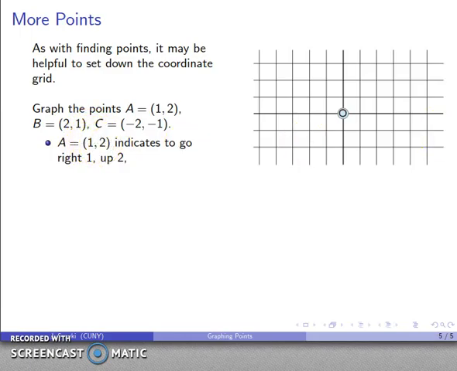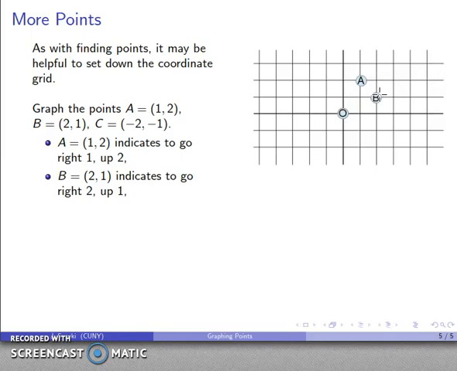That point A, I'll read this. First coordinate tells you left, right. Second coordinate tells you up, down. Both of them are positive, so I'm going right 1, up 2, and that's always from the origin. So I'll take a step from the origin, right 1, up 1, 2, and that'll put me right there. And there's my point A.